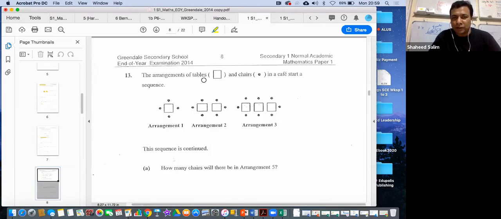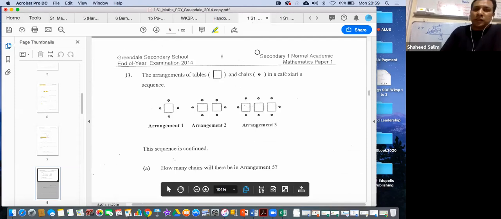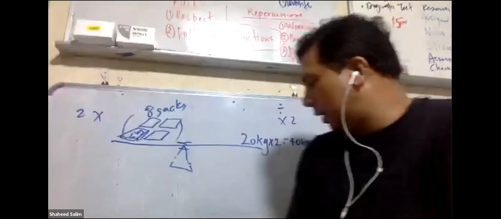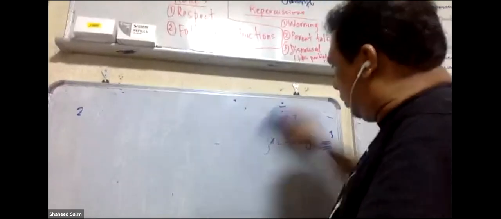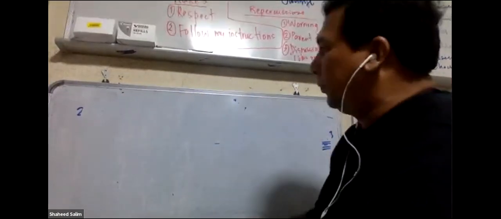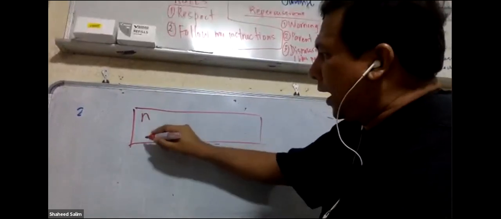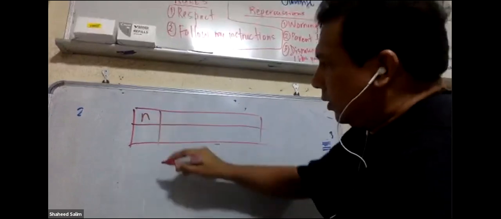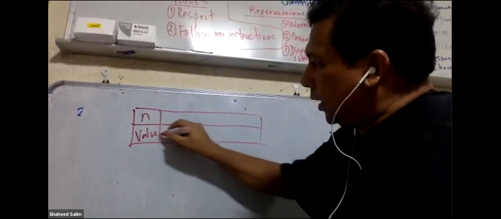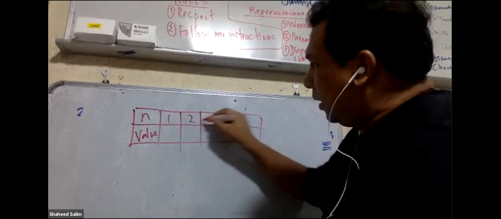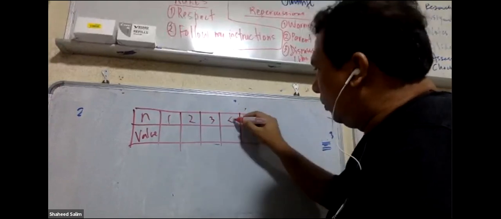The arrangement of tables and chairs. This is a table and the chairs in a cafe, a sequence: 4, and then this one becomes 6, and becomes 8. So we notice here, we can draw a table if you like. Imagine this is a table. This is the n term, and this is the value. So the first term, the second term, the third term, the fourth term, and the fifth term.